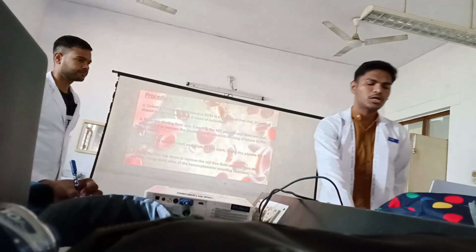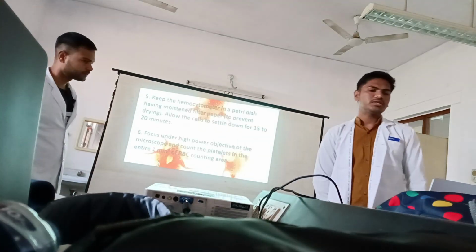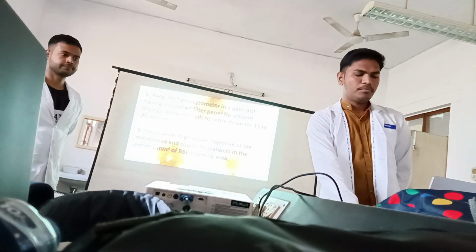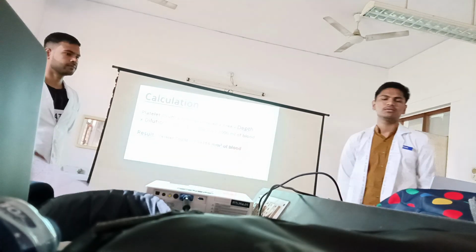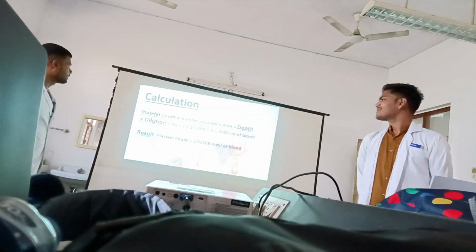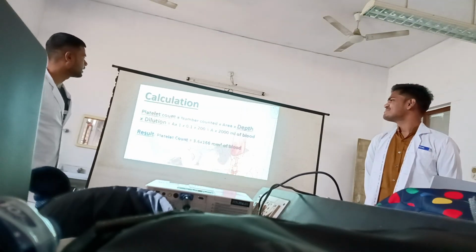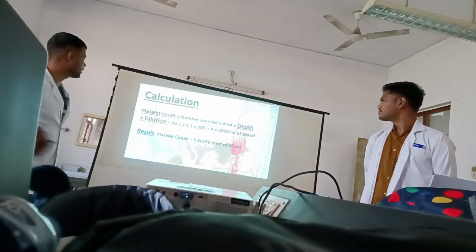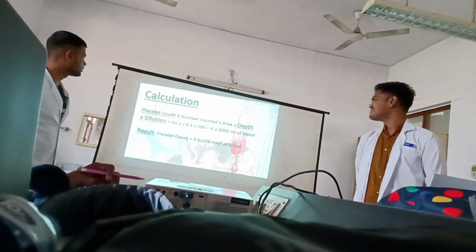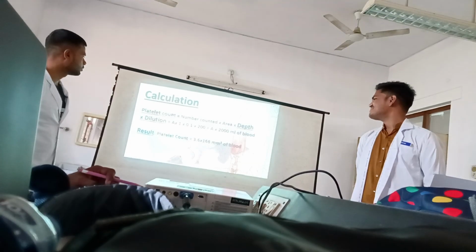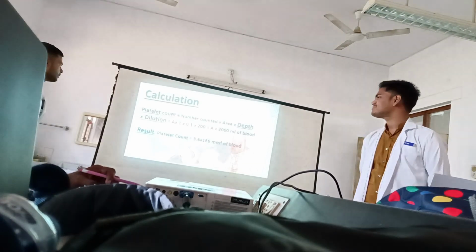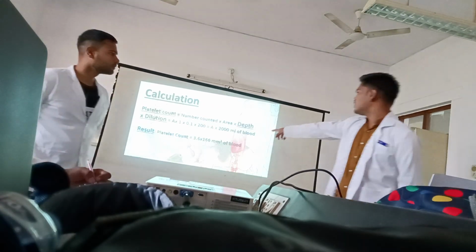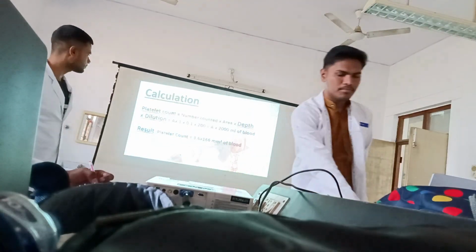Charge both sides of the hemocytometer counting chamber. Now allow the cells to settle for 15 to 20 minutes. Now observe it under the microscope per mm square of area. Now coming to the calculation. The platelet count is the number of platelets counted multiplied by area, multiplied by depth, multiplied by dilution. A x 1 x 0.1 x 200 is equal to A x 2000 per ml of blood. Result: platelet count 3.6 x 10.6 per ml cube of blood. There is a minor correction: here it was 10.6. You may note it.